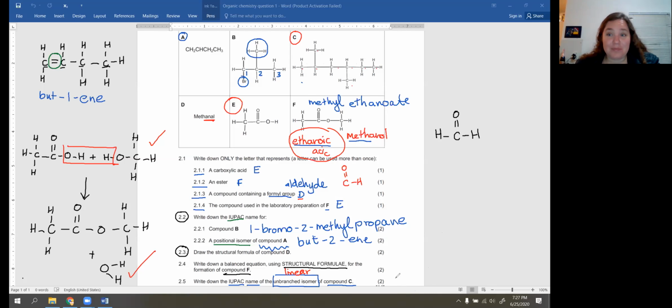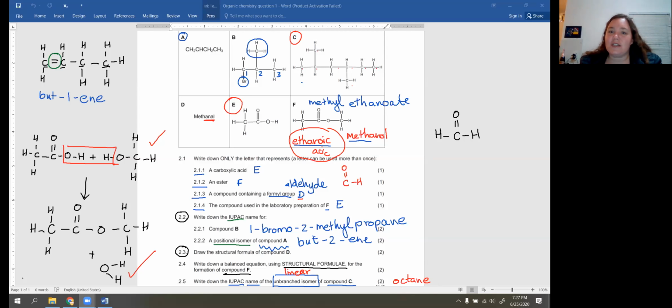Anybody? Okay, nobody's offering. Yay, somebody's offering. Good, it's octane. Technically, we could do different isomers that are differently branched, but since they specifically said unbranched, it has to be octane. And we would regard C and octane as being chain isomers.